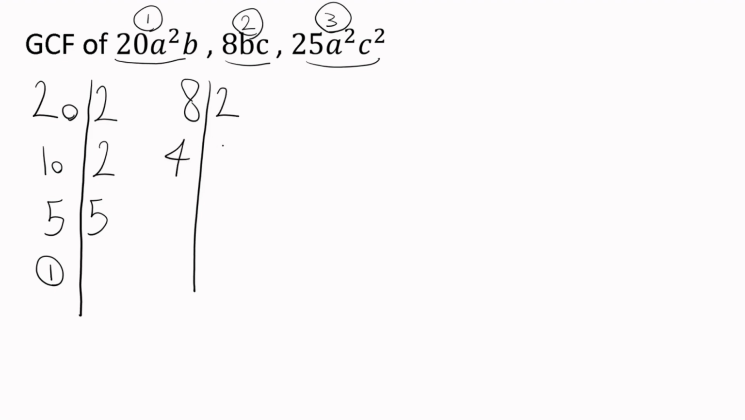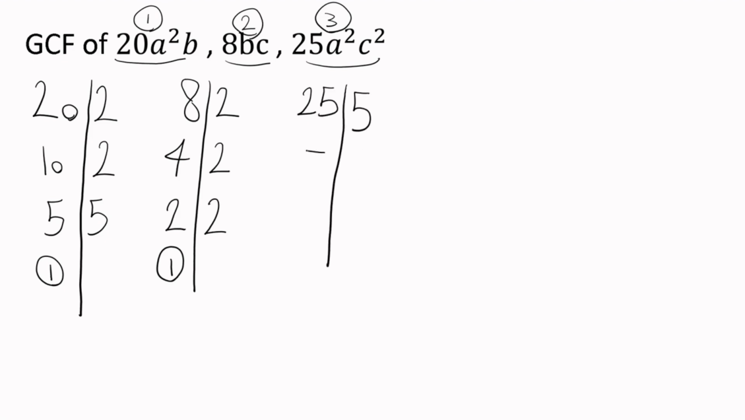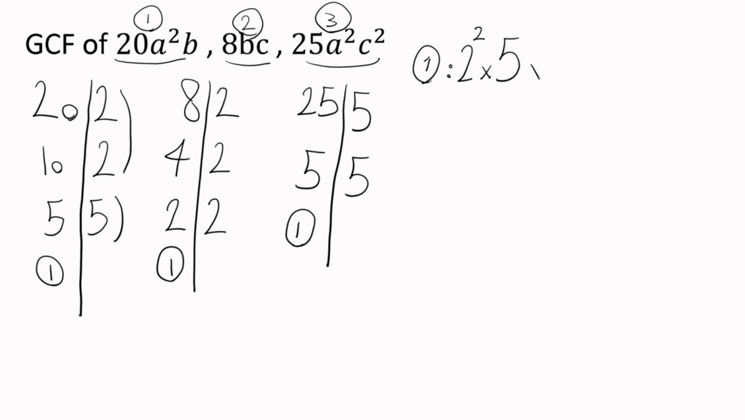It's going to be 4, 2. It's going to be 2, 2 again. It's going to be 1. And 25, which is obvious, but I'm going to write it anyway. 5, 5 divided by 5, 1. I must stop. So I can write the first term as you can see, I have 2 2's and 1 5. So 2 to the power of 2 times 5. And I should not change the variable part. So a to the power of 2 b.